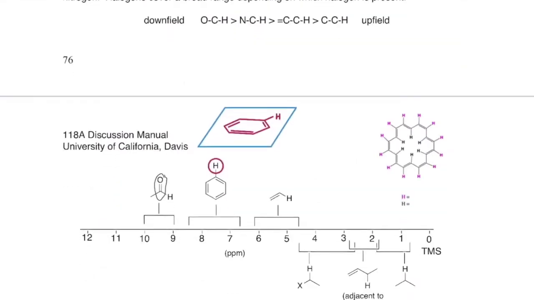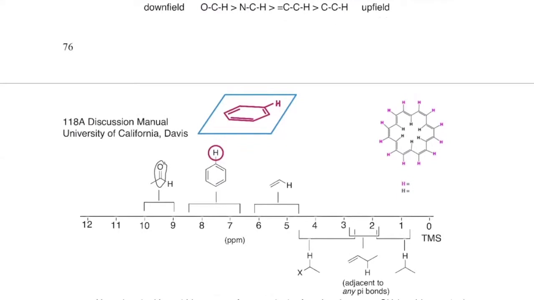What are other reasons? Here is a table that you probably need to keep in mind. Whenever you need to check whether you have a certain functional group or not, you go to this table and try to figure out: I see a peak in the range of 9 to 10.